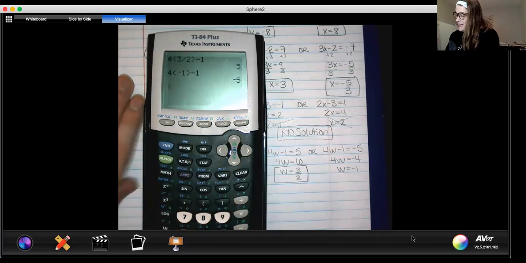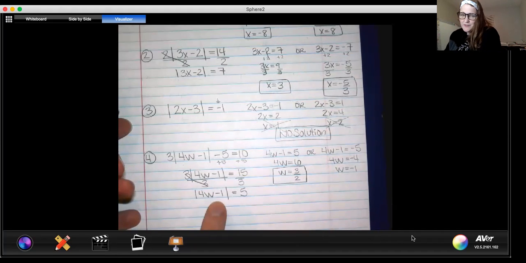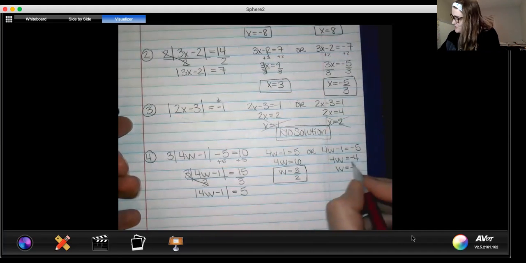But remember, that's within absolute value. So what's the absolute value of negative 5? It's 5. So that works.